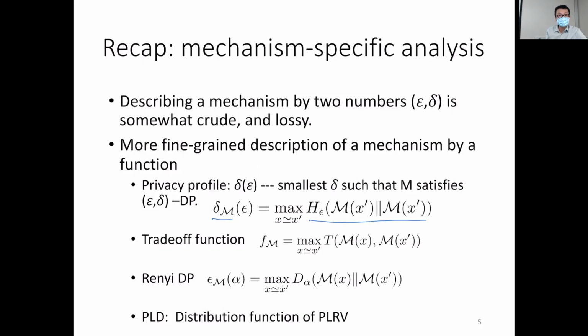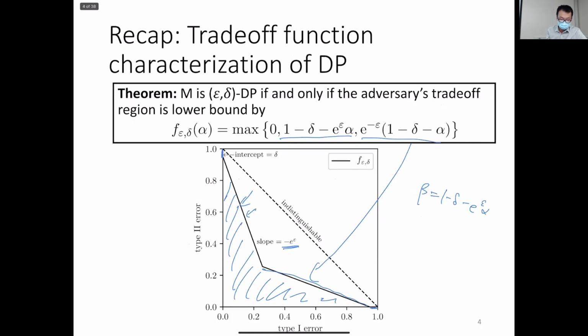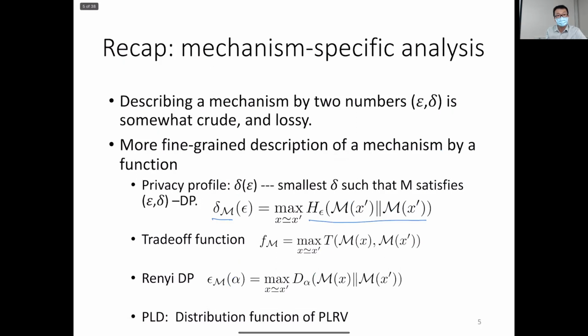Similarly, the trade-off function can be more fine-grained than the one that I've shown you earlier, which is equivalent to epsilon delta DP. For each mechanism, there is actually a better trade-off function that we know. Suppose this mechanism also satisfies epsilon delta DP, it operates well above these regions that are carved out by this piecewise linear curve. On the other hand, where exactly it is needs to be written down carefully in order to figure out what exactly this trade-off function is for M.